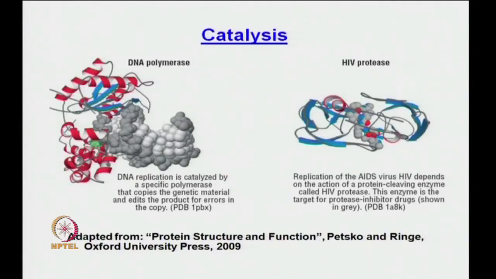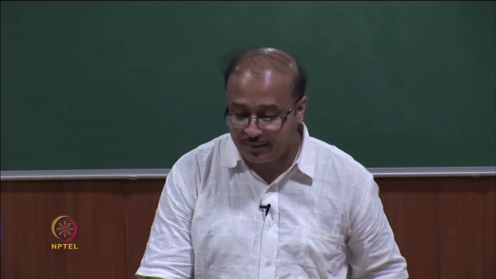that is why it is called reversible. Then we have catalysis. The first one is DNA polymerase. We are talking about DNA replication here, which is catalyzed by a specific polymerase known as DNA polymerase, right. This copies the genetic material and edits the product for errors in the copy. So, essentially this one helps in proofreading of what this complex is typing out.